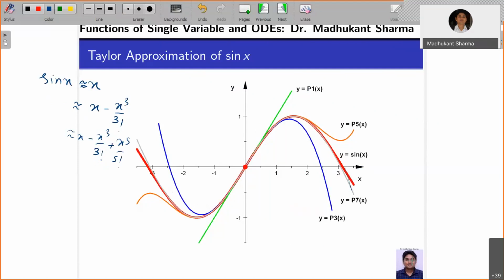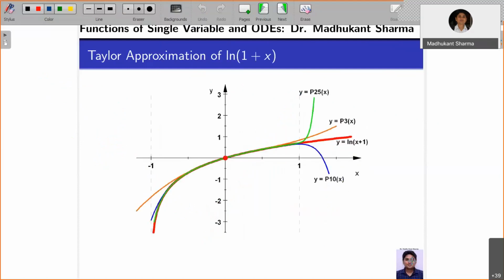Similarly, you can have this for ln of 1 plus x here. That is the ending of this differentiability topic. So if you have any questions, please ask.